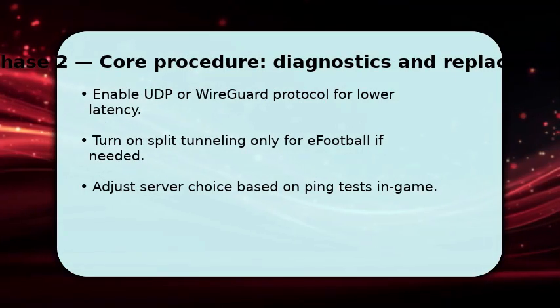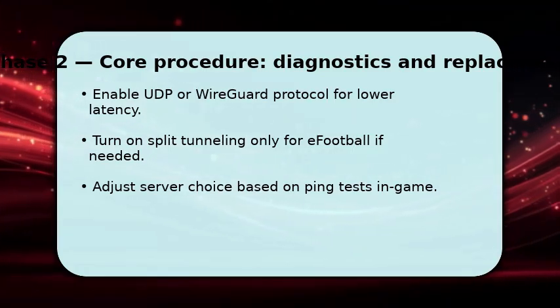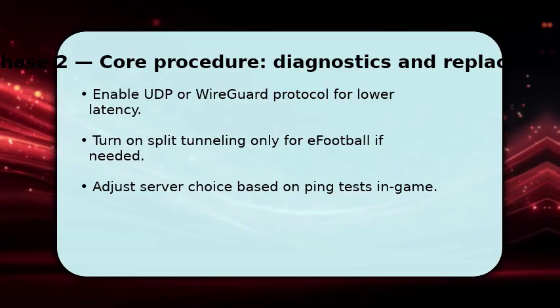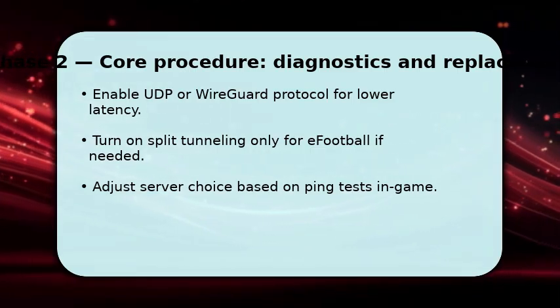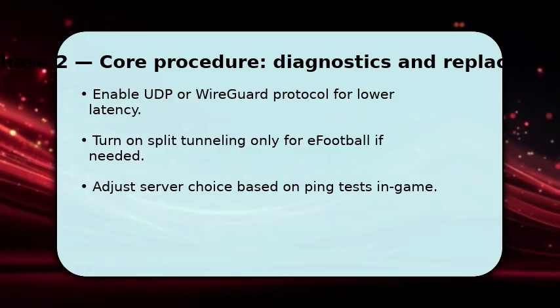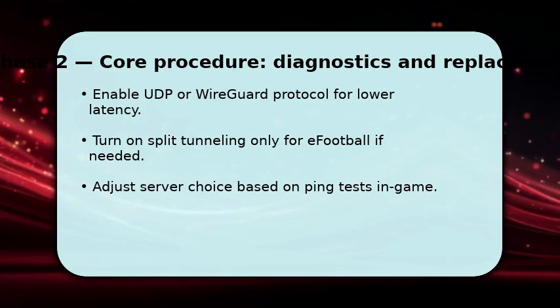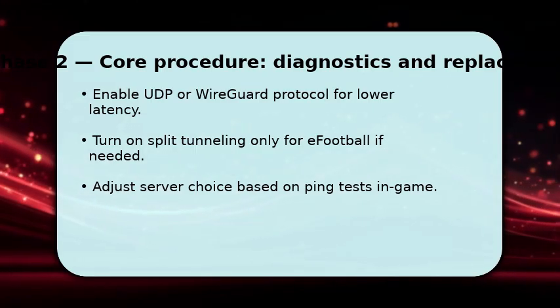Next, optimize Panda VPN for play. Switch to WireGuard or UDP if available, because they reduce latency compared to TCP. If you need local services unchanged, enable split tunneling and add Efootball so only the game goes through the VPN, otherwise route all traffic. Run a quick ping test to the game servers and try a couple of nearby hosts.